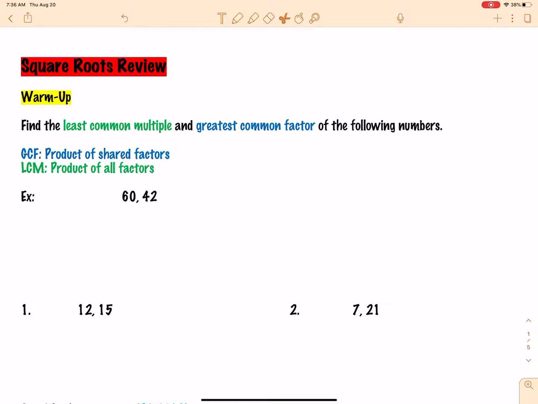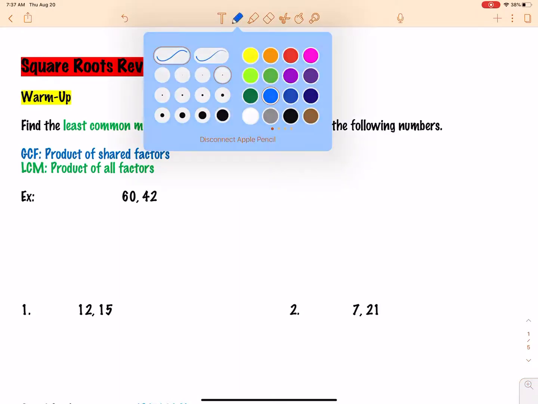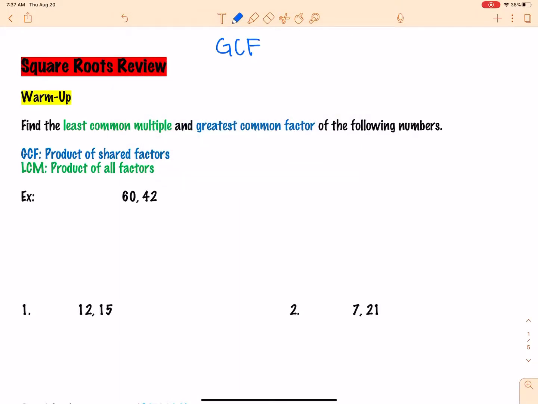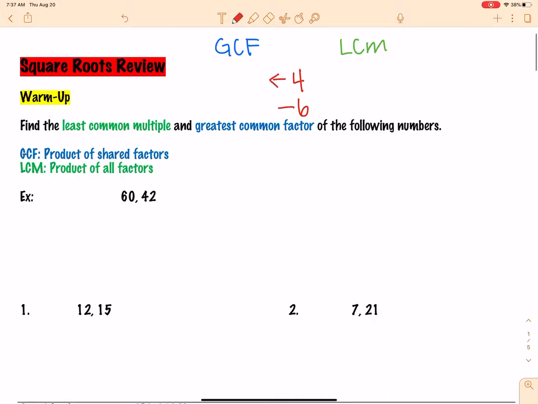So just as a quick review, GCF is greatest common factor and LCM is least common multiple. Okay, so let's just do a quick example of easy numbers. Let's say the GCF and LCM of 4 and 6. Okay, let's do the GCF first.